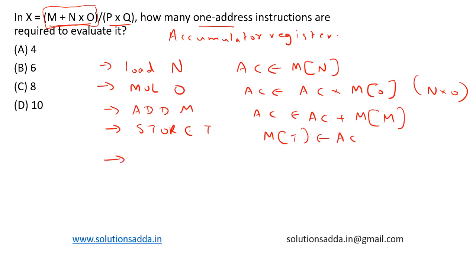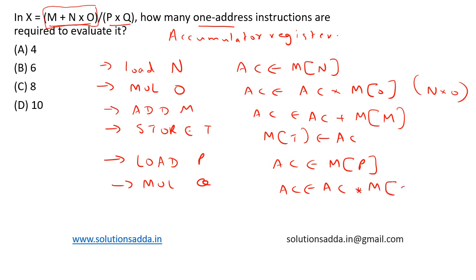Now we need to again load the value P to the accumulator. That is, to the accumulator, memory location P is loaded. Now we are multiplying it with Q. So the current accumulator value is multiplied with the memory location of Q. The next step would be dividing the whole result with T. So with the accumulator, we are dividing AC by M of T. And finally, we are storing the result.